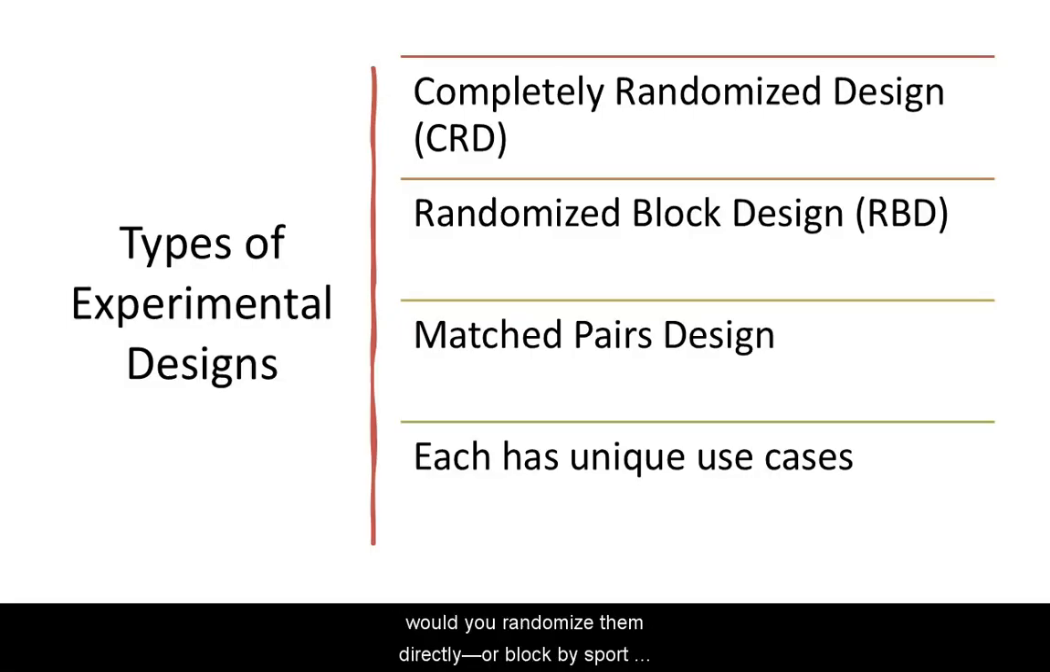Prompt question. If you had a group of athletes from different sports, would you randomize them directly or block by sport first? Take a moment to stop the video and record your response.